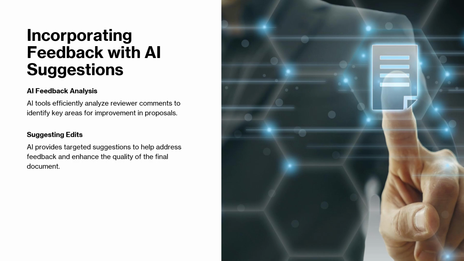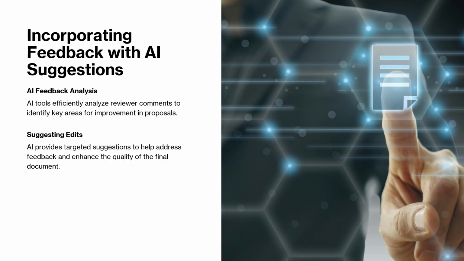That's where AI comes in. You can use tools like ChatGPT to help you. It can help you interpret and organize reviewer feedback. Say, for example, you receive multiple comments or track changes. AI can help you sort through them and identify patterns. You can paste in the reviewer's notes and ask, what are the main areas of concern here? Or can you summarize the requested changes?